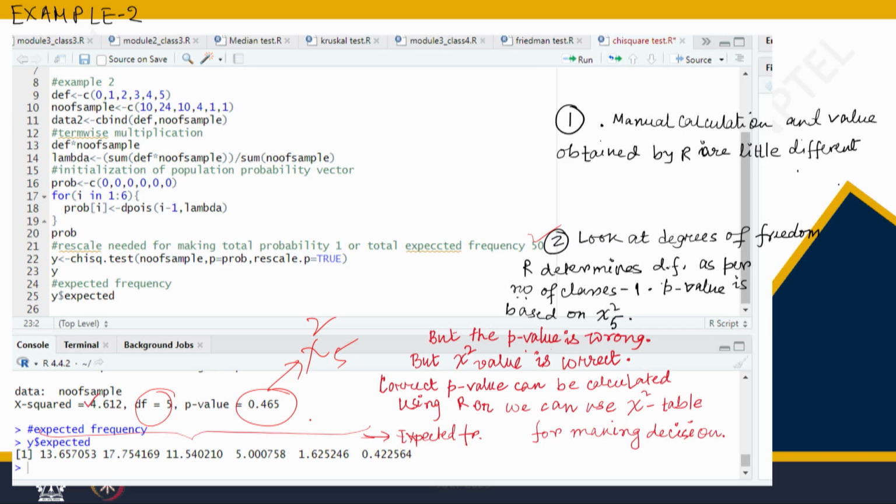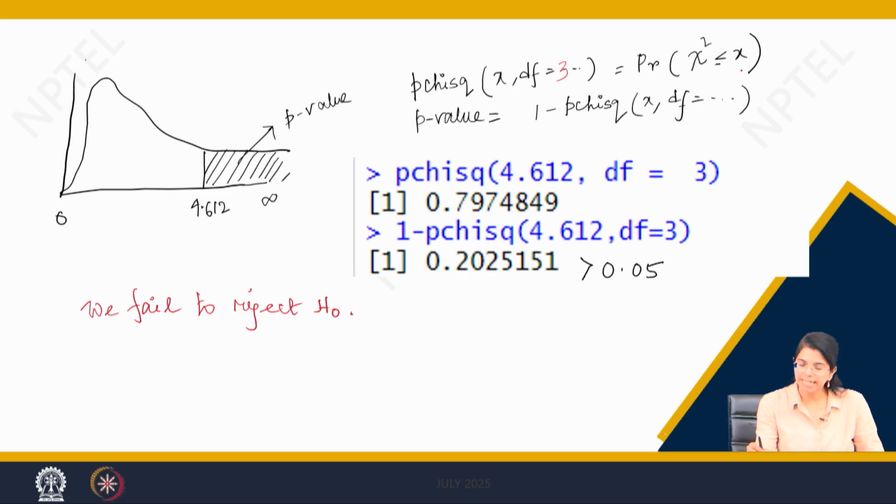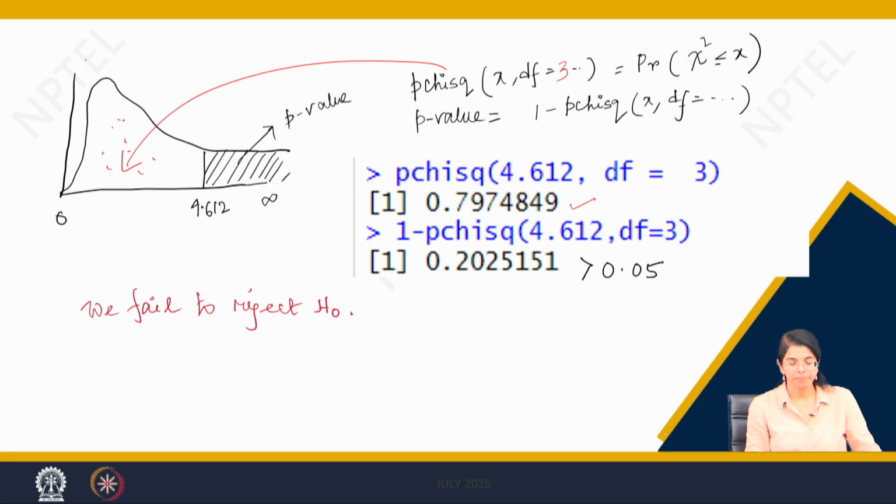the pchisq syntax in R. You see, I have drawn here. So pchisq of x with degrees of freedom 3 will give you the probability of chi-square less than or equal to small x. This is the thing, and the p-value will always be towards the right side. So 1 minus, whatever pchisq is giving, this part, you have to go for that tail part.